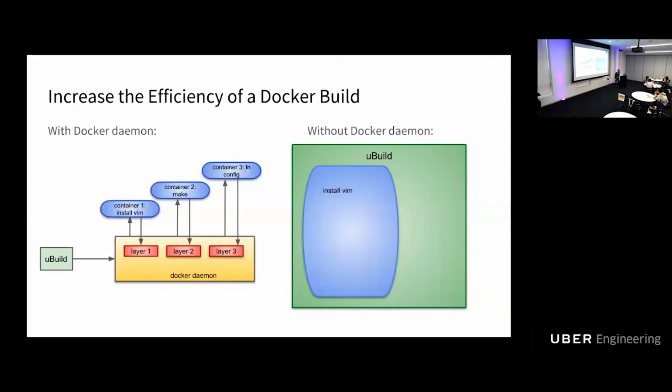With the same example, we have install vim. After that, we tar the vim as layer 1. And within the same container, we run make. And then we tar the binary as layer 2. Same thing for layer 3. This way, we reduce the overhead of creating and tearing down containers, which reduces our build time.